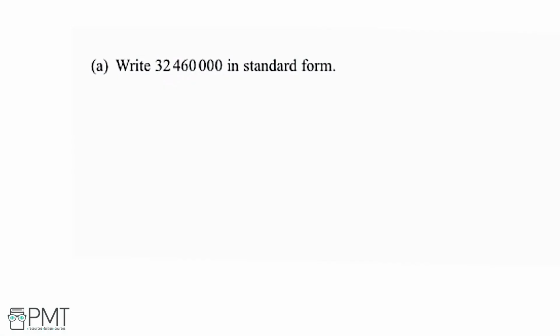Part A says we need to write 32,460,000 in standard form. Now thinking about this number, we could write this with a decimal point and loads of zeros afterwards, but we don't because it doesn't make a difference. But let's imagine we've got this. Now we're going to shift things until the number to the left of the decimal place is between 1 and 9. And you'll see what I mean in a second.